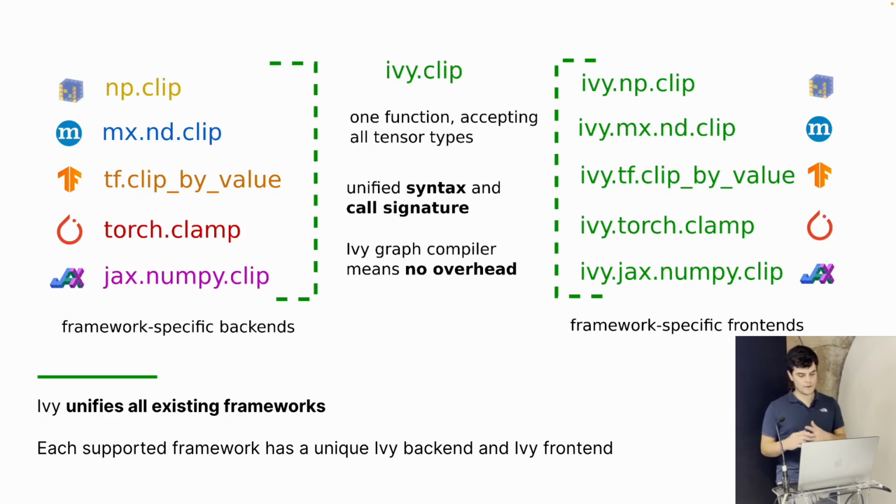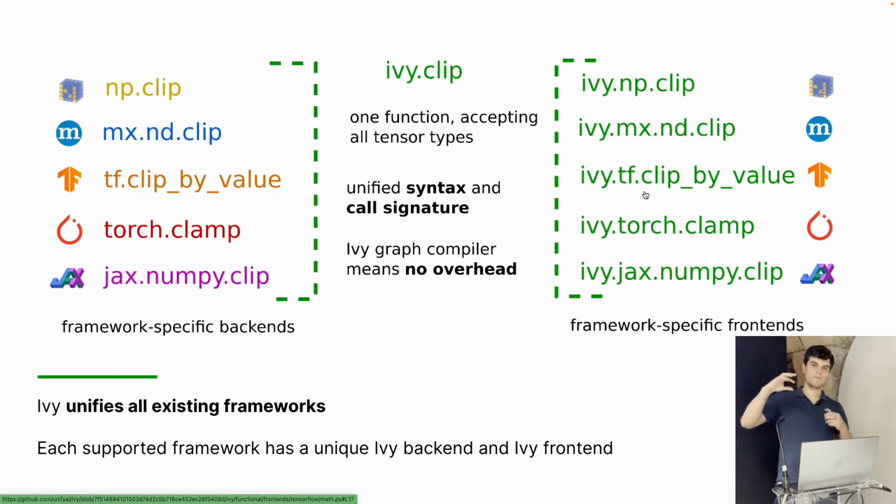So to go a bit more into how this works exactly, we have a functional API in Ivy which unifies all of the frameworks, a unified representation in terms of syntax and call signature. So for every framework, the function looks and behaves exactly the same. We then populate this unified function with framework-specific backends under the hood, and then we recreate the behavior of the frameworks, building these mimicked APIs as a composition of our unified Ivy API.